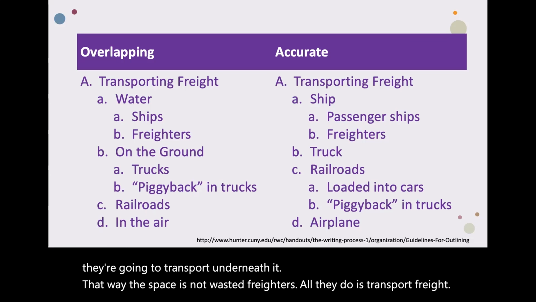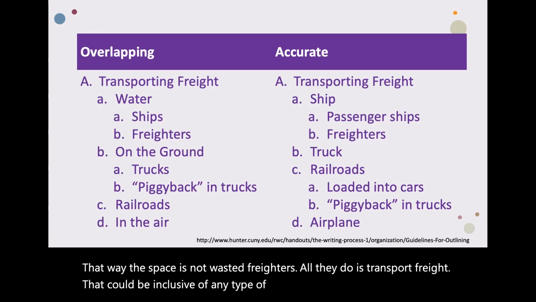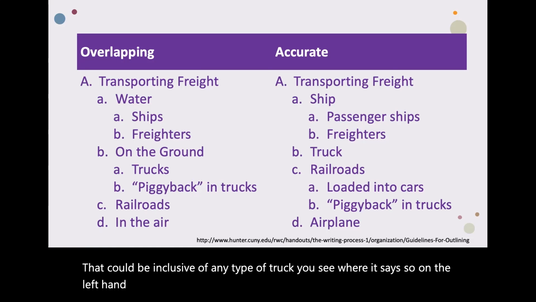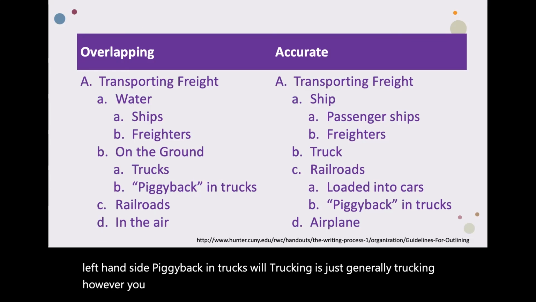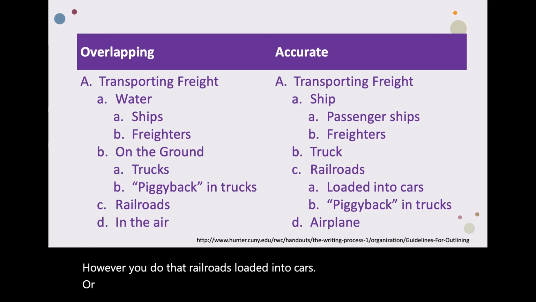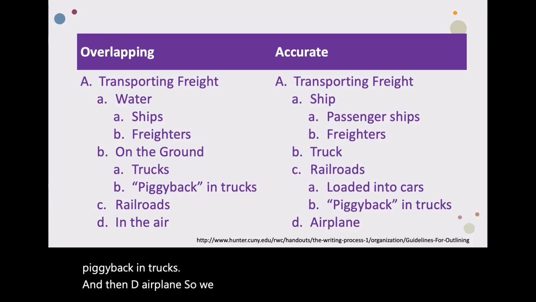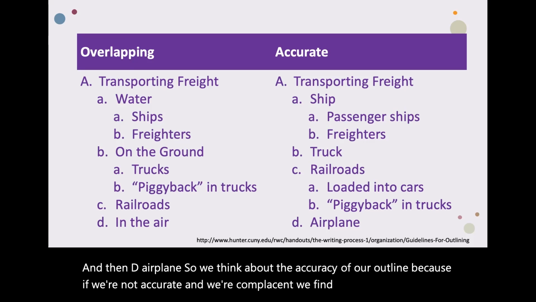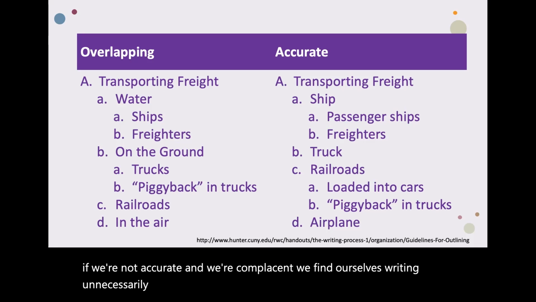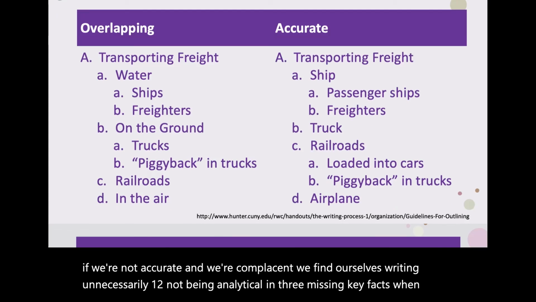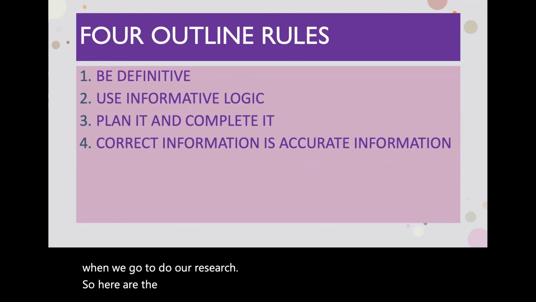Trucks, that could be inclusive of any type of truck. You see where it says on the left-hand side, piggyback in trucks. Well, trucking is just generally trucking, however you do that. Railroads, loaded into cars or piggyback in trucks. And then D, airplane. So we think about the accuracy of our outline because if we're not accurate and we're complacent, we find ourselves writing unnecessarily, one, not being analytical, and two, missing key facts when we go to do our research. So here are the four outline rules that I just described for you.